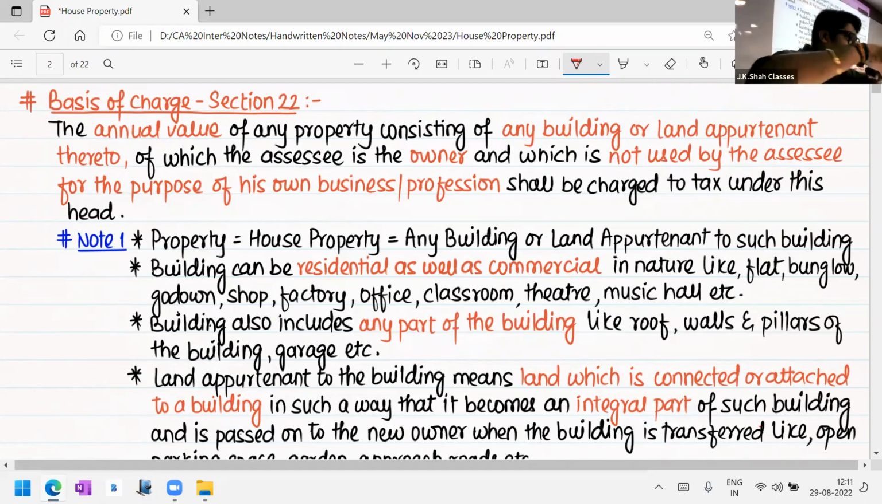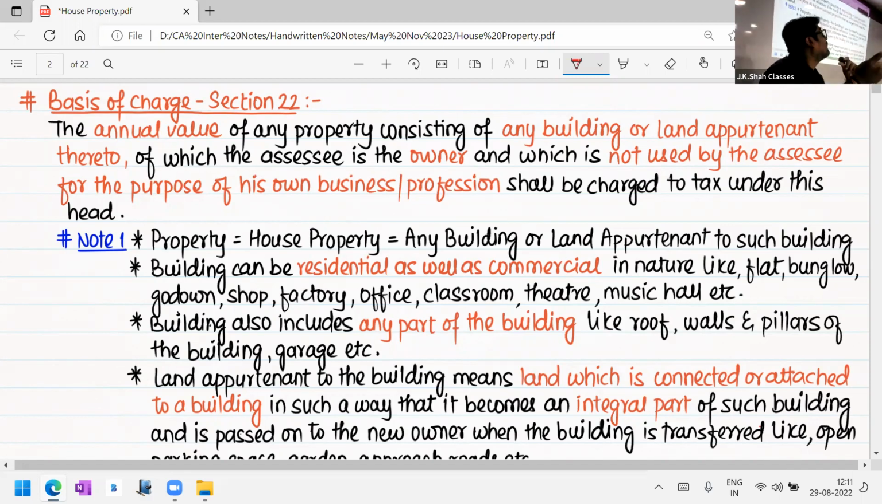For example, there is a house. In that house, there is a small garden, or there is a small parking area inside the house. So that parking area is nothing but a small piece of land. That garden is nothing but a small piece of land. Is this land attached to the main building? Yes, sir. Does this land have its own identity? No. It is a part and parcel of this. So whenever you transfer the building, the ownership of this land is also automatically transferred with the building's ownership. Understood? Yes, sir.